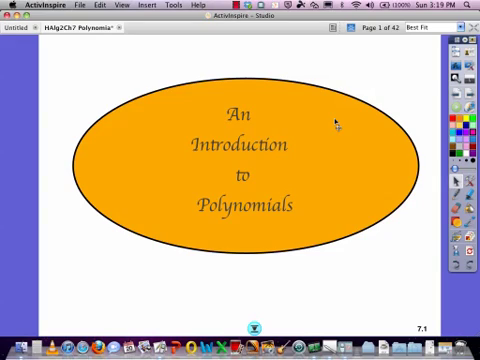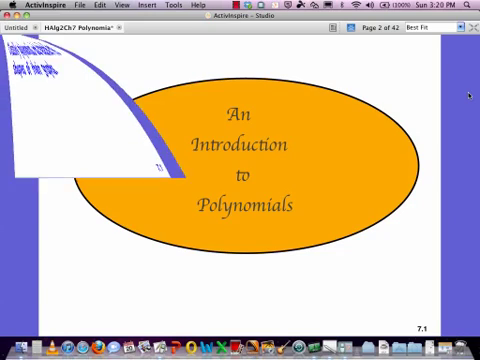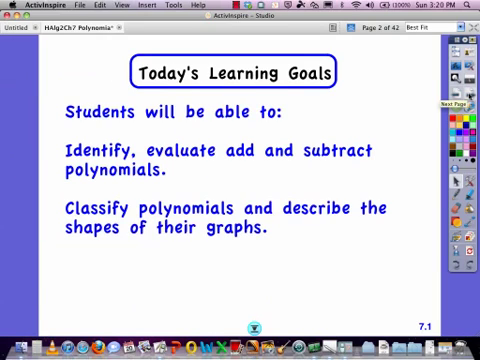Okay, we are going to be starting Chapter 7, which is all about polynomial functions. You've had some work with polynomials back in Algebra 1, so we want to remember some of that stuff, use it, and move forward with acquiring more knowledge about polynomials. So, knowing that, we're going to be able to identify, evaluate, add, and subtract polynomials.